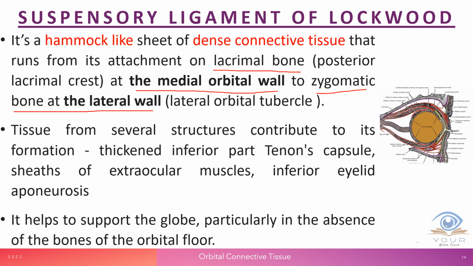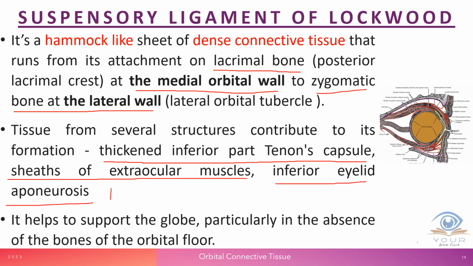This is an MCQ point, which involves the thickened inferior part of Tenon's capsule, sheets of extraocular muscle, and inferior eyelid aponeurosis. Okay, it helps to support the globe, particularly in the absence of bones of the orbital floor. So this is the clinical aspect of it.